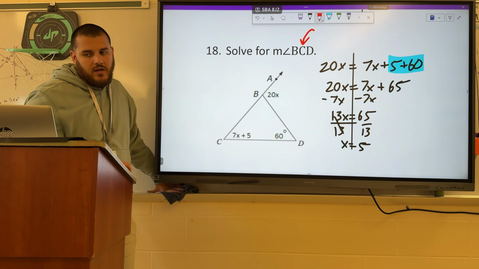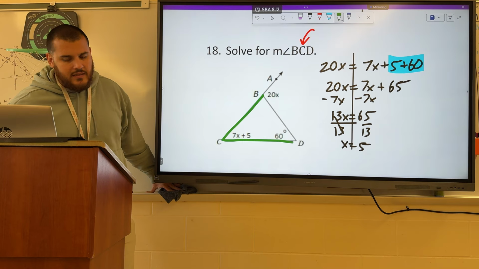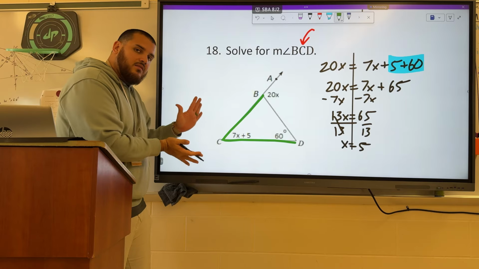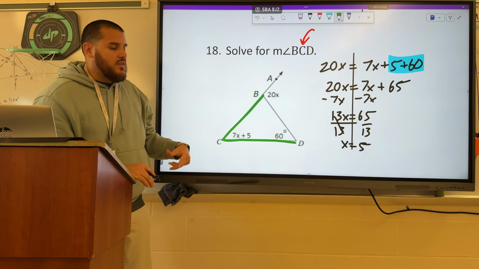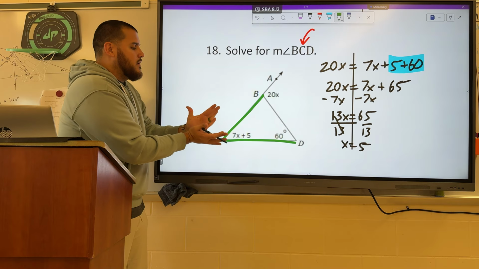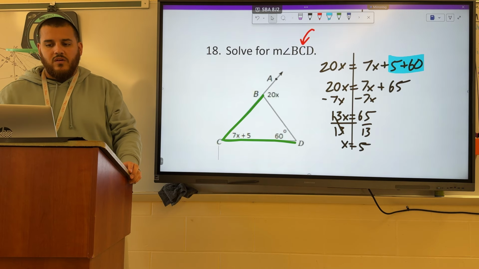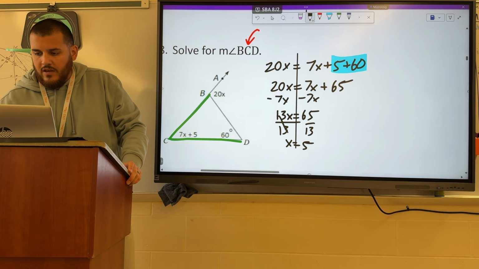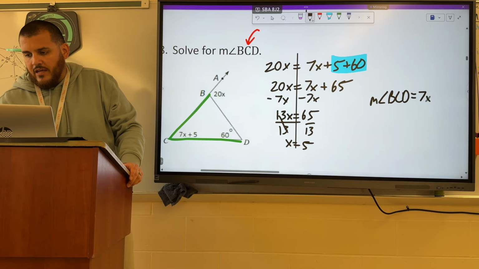That's 7x plus 5. You can also kind of do this highlighting trick. If you go from B to C to D, that highlights the sides of the angle. The angle itself is what's inside. So you think of angles as alligator mouths. The angle itself is what the alligator's eating. It's the 7x plus 5. So the measure of angle BCD equals 7x plus 5.